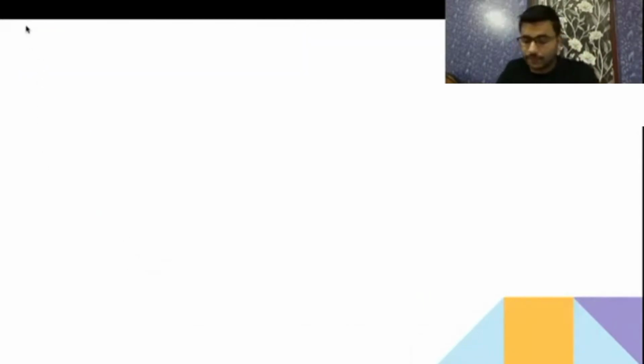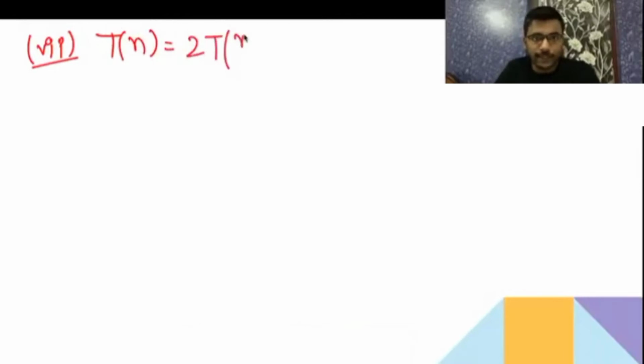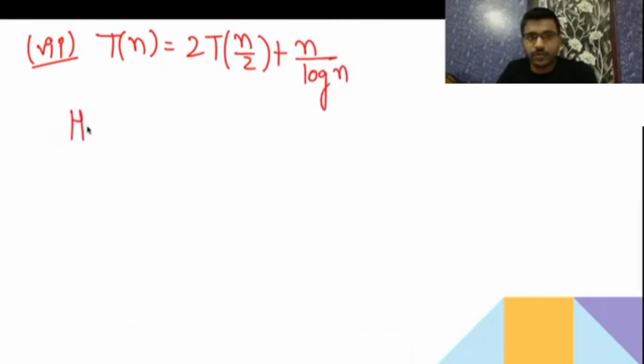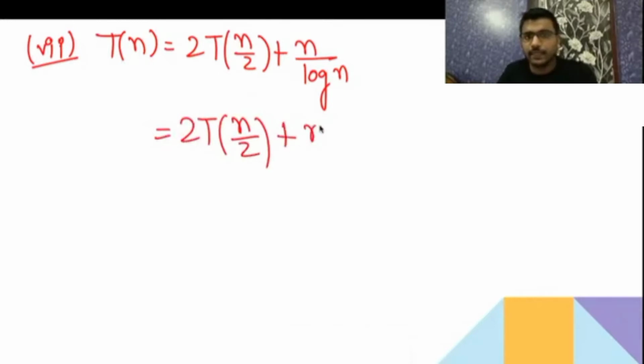Now see 7. 7 is Tn is equal to 2T n by 2 plus n by log n. Okay, so here a is equal to 2. So you can first write this equation as 2T n by 2 plus n log to the power minus 1 n. It's the minus 1. Okay, that's why it went down. Okay, understood now?